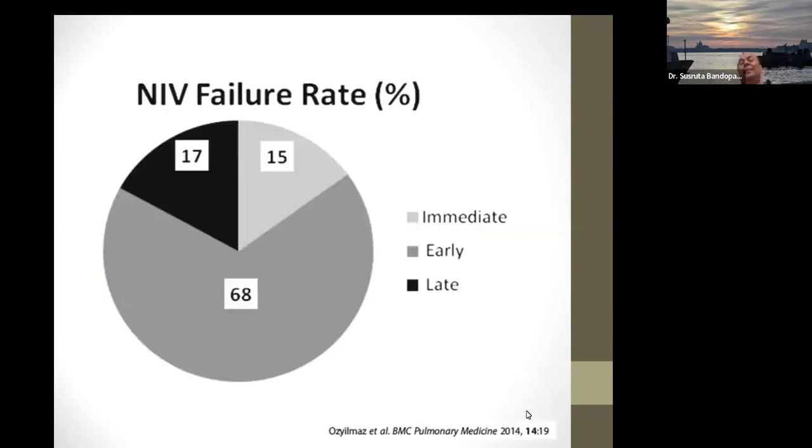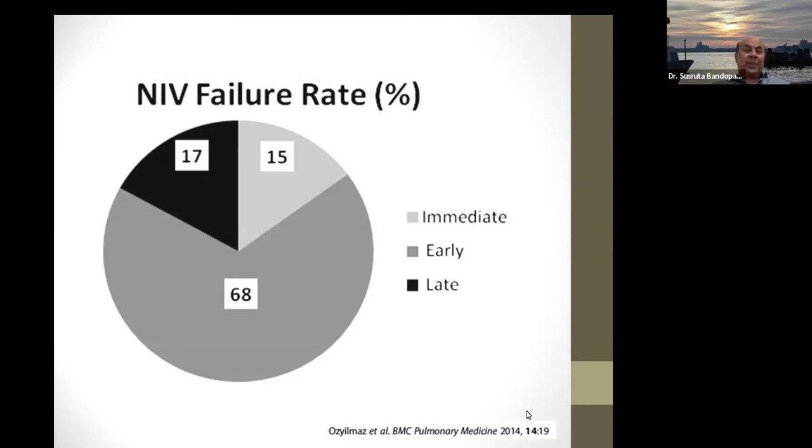This is a sort of pie chart which shows the failure rate of NIV. You can see there are three types of failures. One is immediate, one is early, and one is late. Immediate is less than 1 hour after starting the NIV. Early is basically a few hours, 3-4 hours after the NIV started, and late is after maybe 1-2 days. So you can see that the maximum of the patients who fail, fail early, that is a few hours after the NIV.